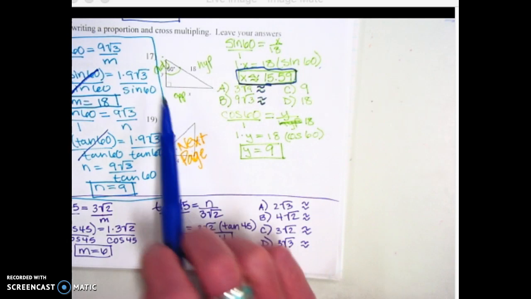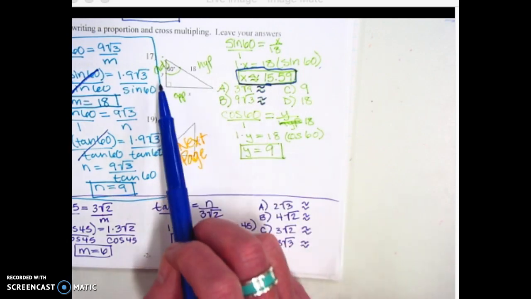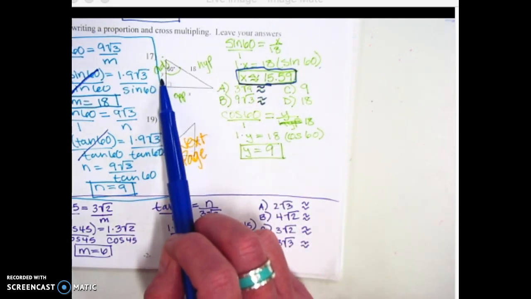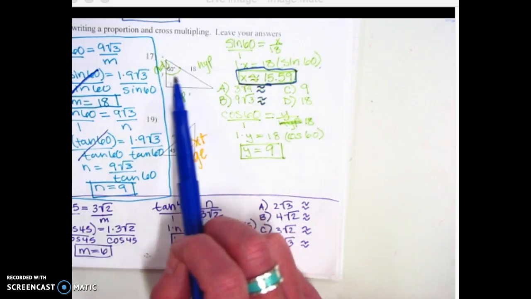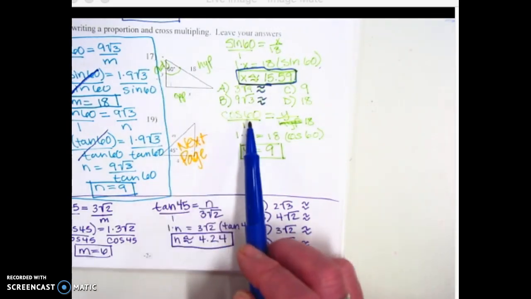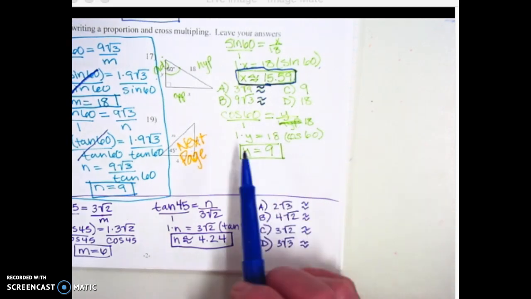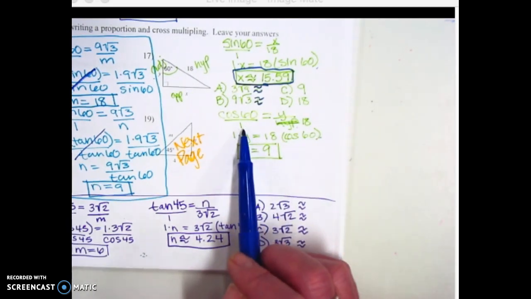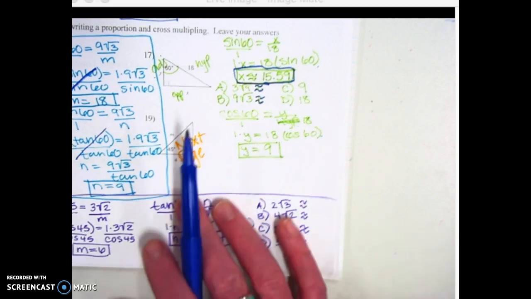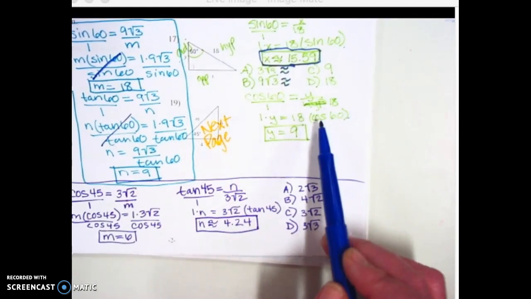All right, now let's solve for y. So we know we want the adjacent and we know the hypotenuse. So that would be cosine. So we did the cosine of 60 equals the adjacent over the hypotenuse. Do the cross product after you make it into a proportion. And this one you just multiply. I got 9.